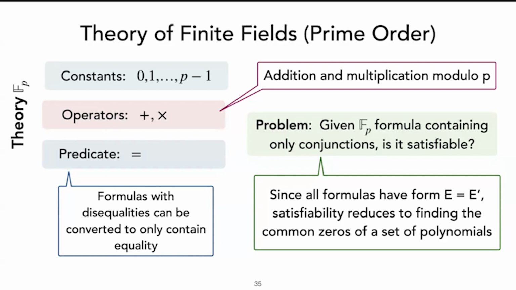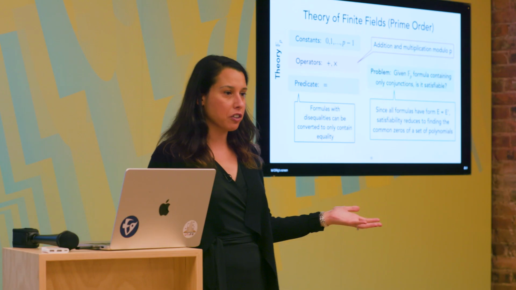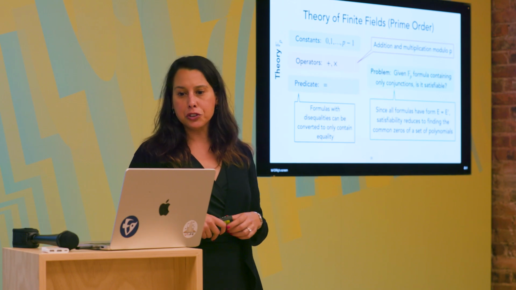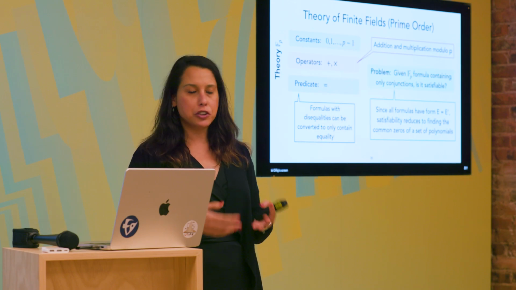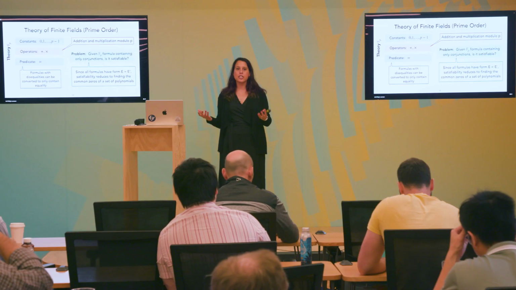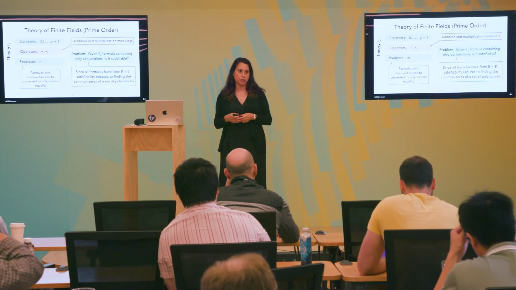Another thing I want to point out here is, because the only predicate we have is equality, all of the formulas we have are of the form E is equal to E prime. And clearly we can write that as E minus E prime is equal to 0. And we have a conjunction of those, so that means we're basically asking the question: given a set of polynomials, do these polynomials have common roots or not?